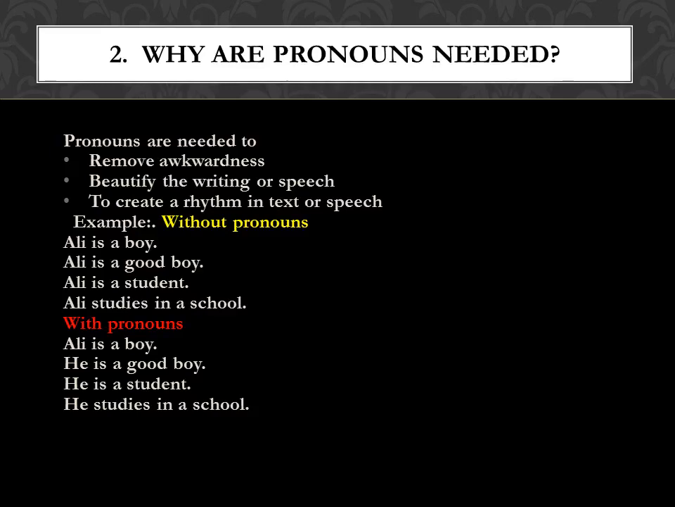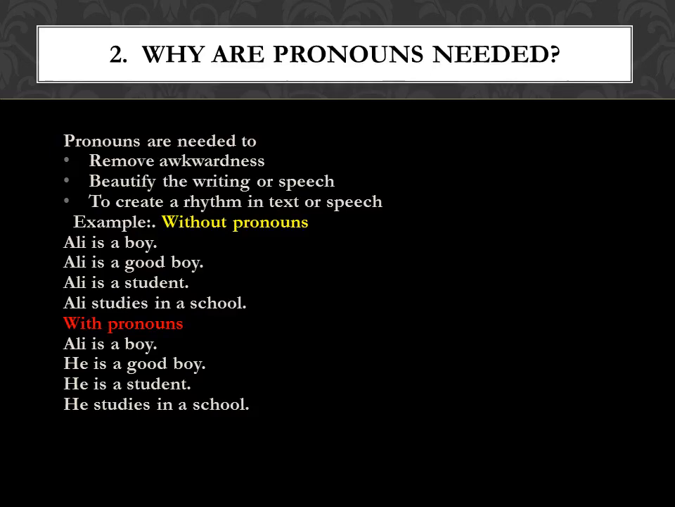Why are pronouns needed? Yes, this is the question: why do we use pronouns, why don't we use nouns again and again? So pronouns are needed, number one, to remove awkwardness. As you people see, you write different essays, you write different stories, and in those stories or essays, whenever we use the same name again and again, we feel awkward in writing and reading also. So pronouns are needed to remove awkwardness.